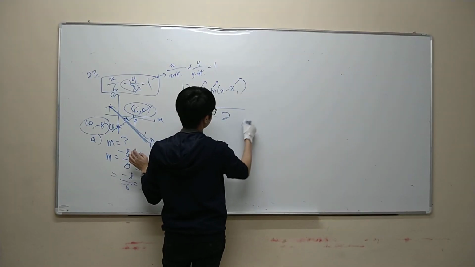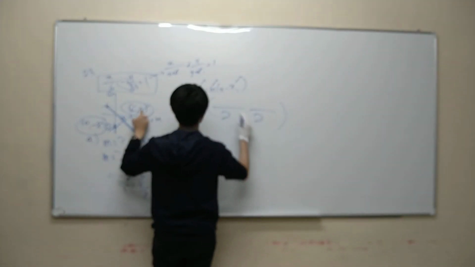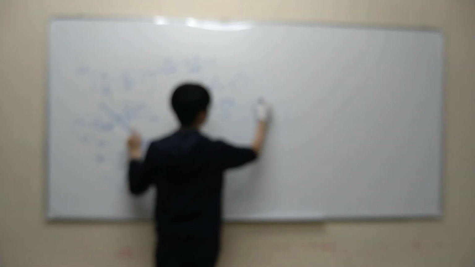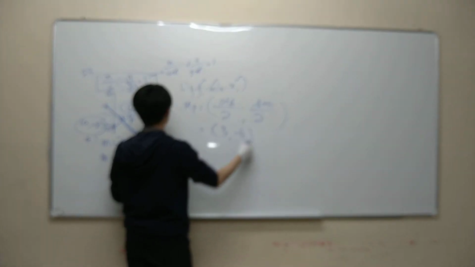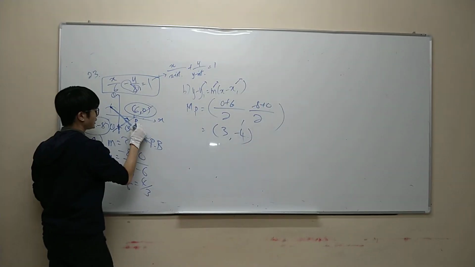You cannot use 6, 0 or -8, 0. You have to use the midpoint. So let's find out what the midpoint is. The midpoint formula is (x plus x) divided by 2, (y plus y) divided by 2. So it's 0 plus 6, and here is -8 plus 0. So the midpoint will be (3, -4). So now you know the point is (3, -4).